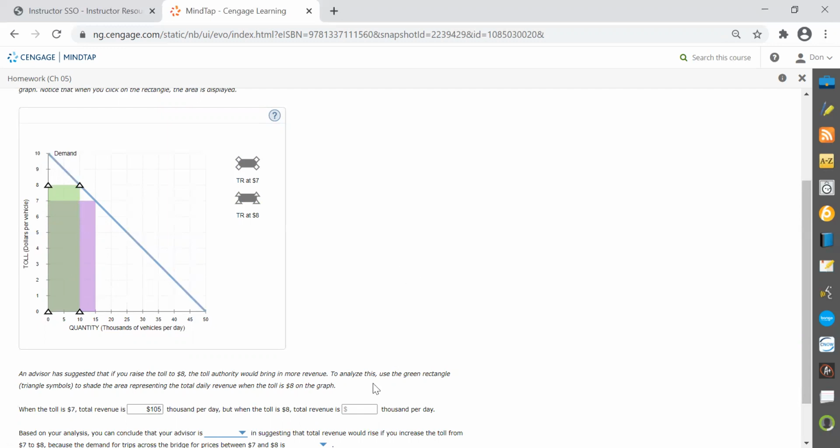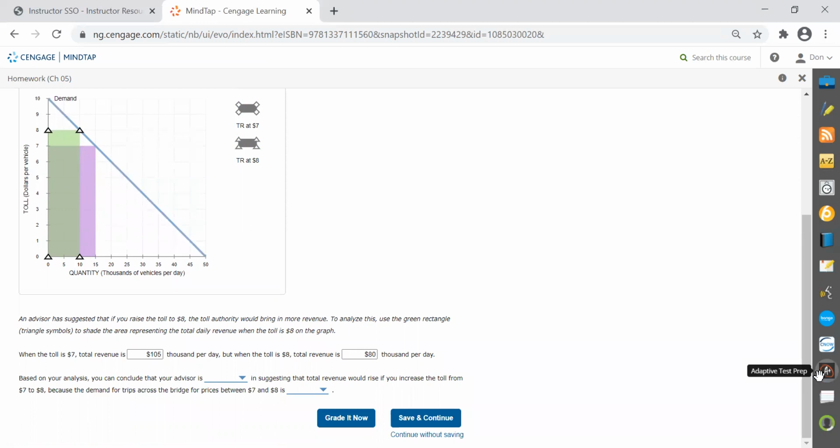So we want to see how much the total revenue at the $8 price point is as well. I'm going to take the $8 price point, and when we hit our demand curve and come down here, that means we sold 10,000. So I'm going to take my $8 price point and multiply it by 10,000 vehicles that came across our toll bridge for the day, and that comes up to 80,000 in total revenue per day. So the question is, based on our analysis, is our advisor right or wrong? Do we make more money at the $7 price point, or at the $8 price point? And clearly, we make more money at the $7 price point.